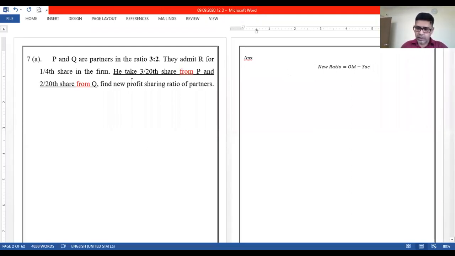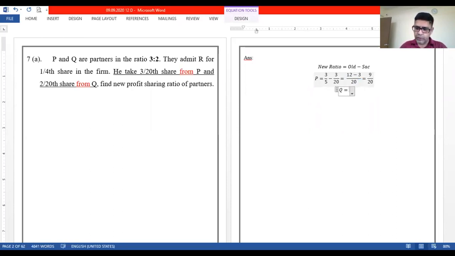So let us calculate for P first of all. P's old share can be seen as 3 by 5 minus the sacrifice, which is 3 by 20, right? So the LCM will be 20. So 4 3s are 12, minus 3, right? Okay, so that will be 9 by 20. Okay, that's P. Next is Q.